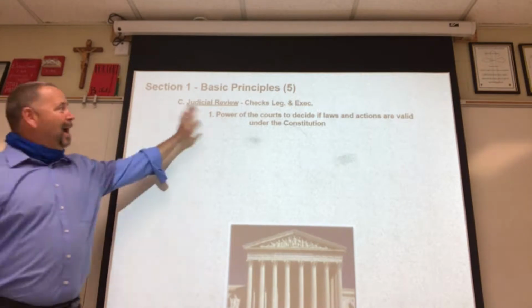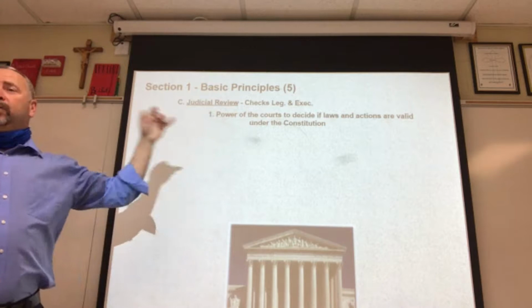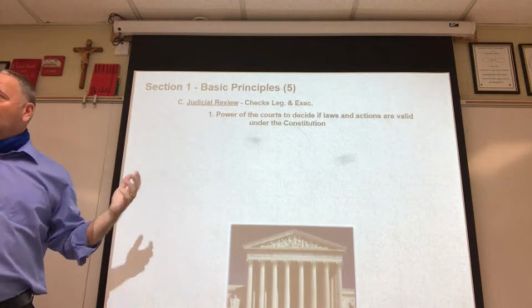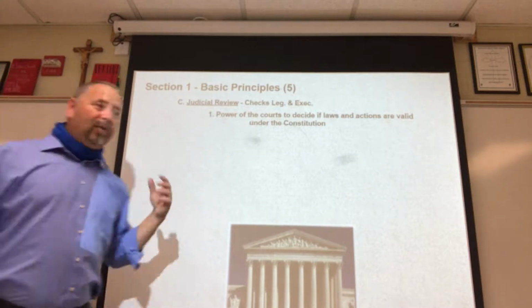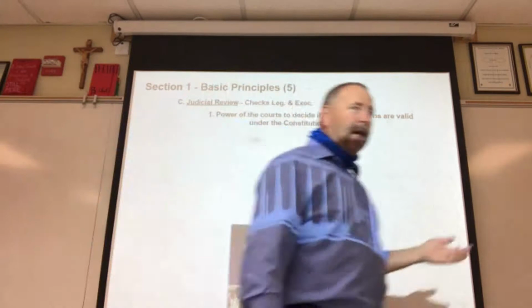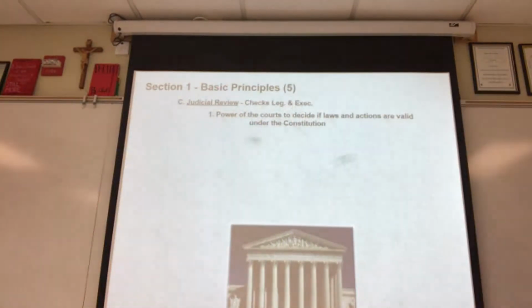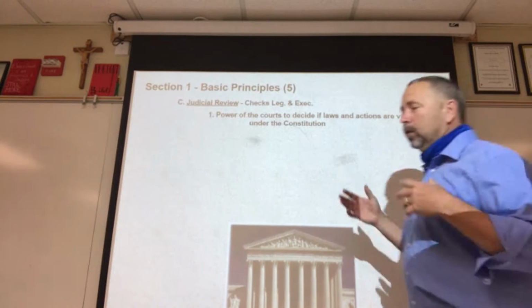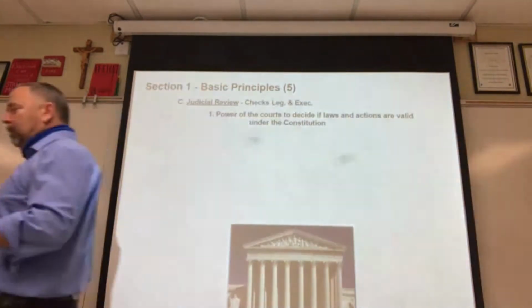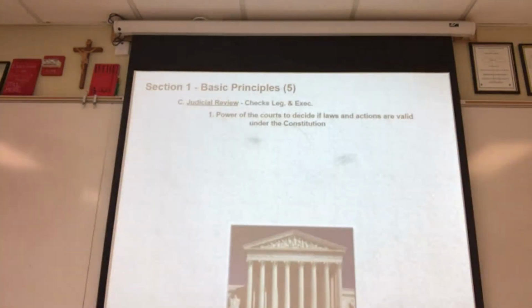And they really didn't have this power until a Supreme Court case came along that used Federalist number 78, written by Hamilton, to justify this power by the court called judicial review. Does anybody remember what that case was in 1803?